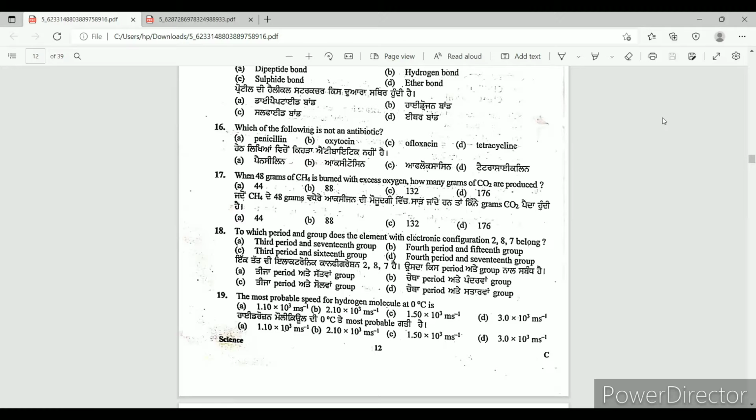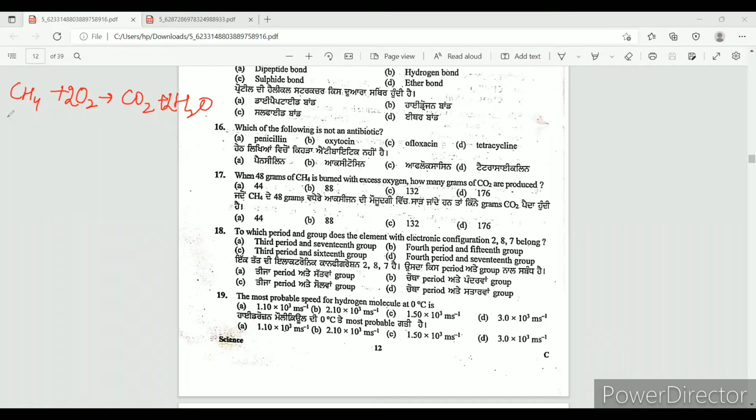The question says, when 48 grams of methane is burned with excess oxygen, how many grams of carbon dioxide are produced? So let's do this. Whenever any hydrocarbon is burnt in oxygen, carbon dioxide as well as water is produced. So let's write the equation. CH4, that is methane, and oxygen gives you what? Carbon dioxide plus water. Now you can balance the equation. So your equation will be like this, right?